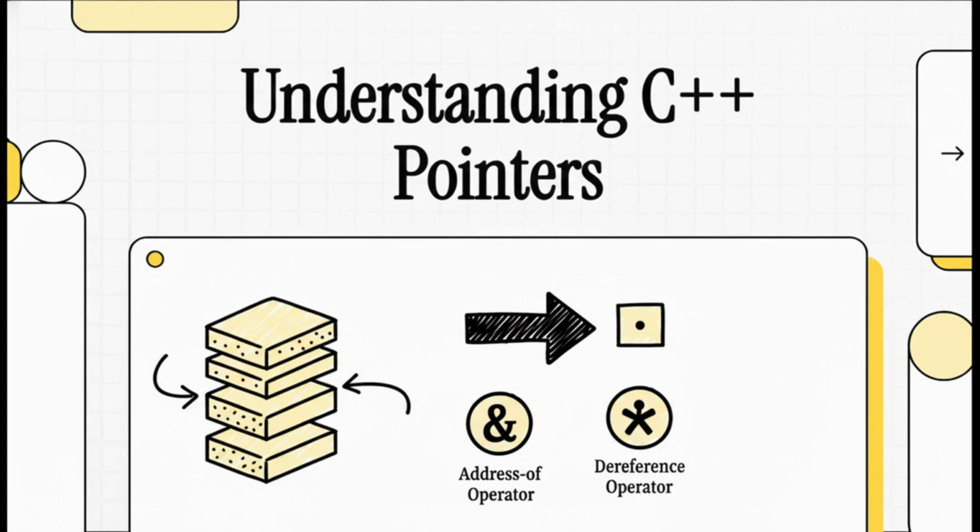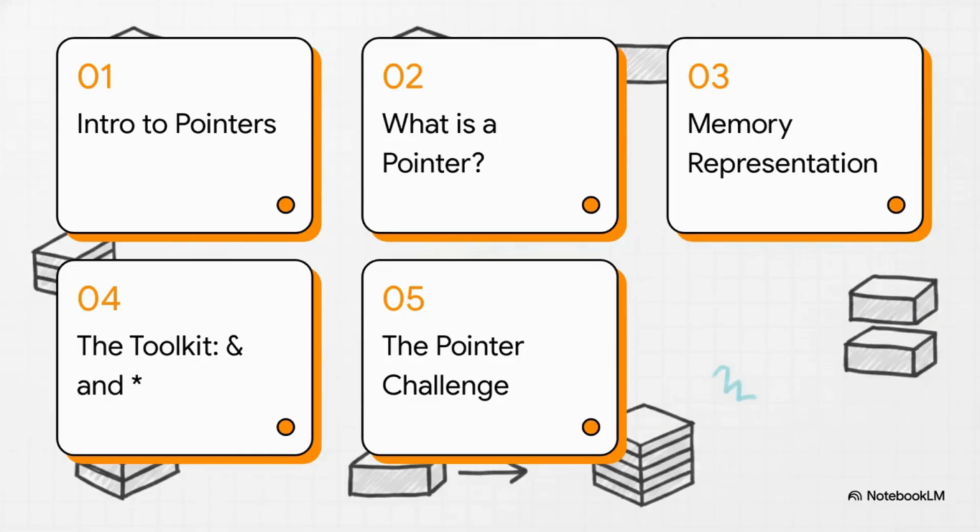By the time we wrap up this explainer, you're going to have completely mastered both the address of and dereference operators. So let's just jump right in. Here's a quick look at how our memory journey is going to unfold today. 1. Intro to C++ pointers. 2. What exactly is a pointer? 3. Memory representation. 4. The toolkit, meaning the ampersand and asterisk. And finally, 5. The pointer challenge.